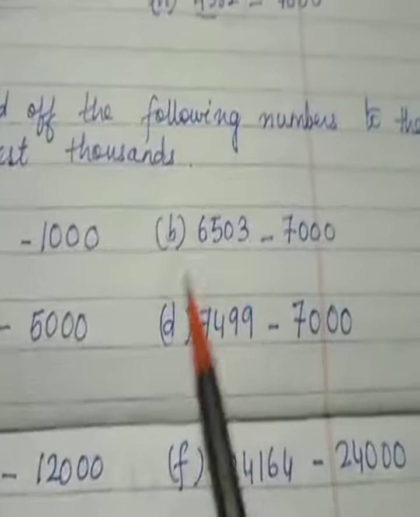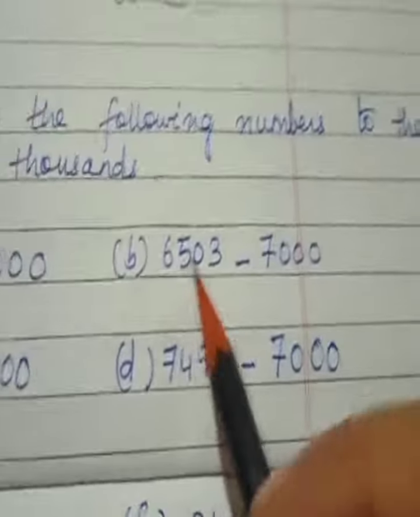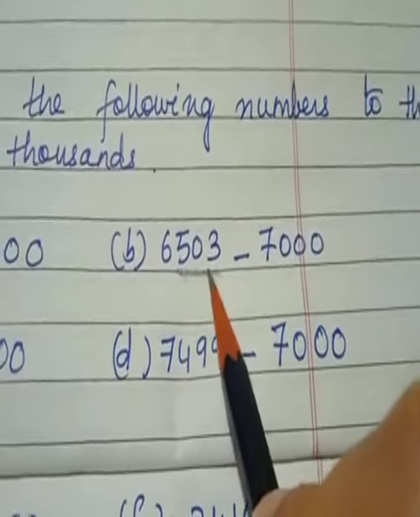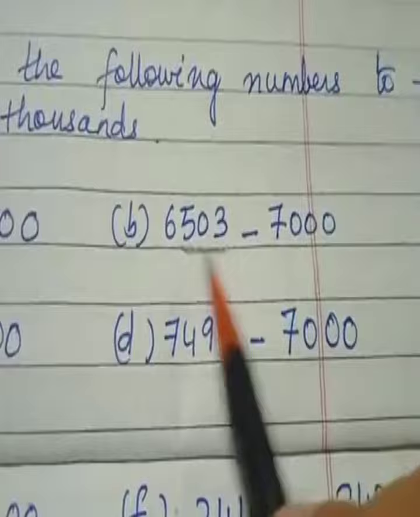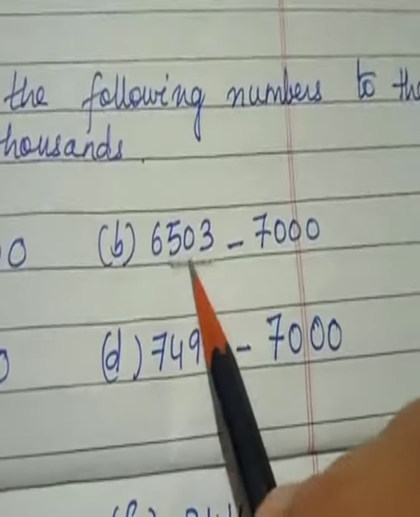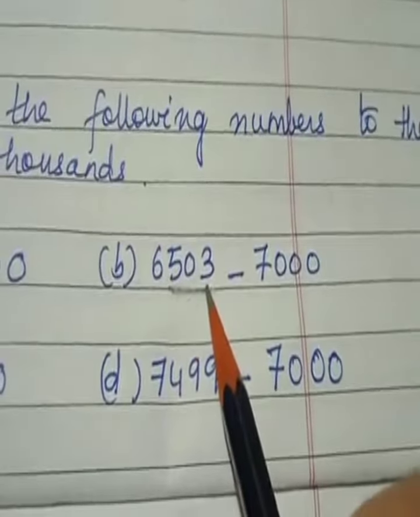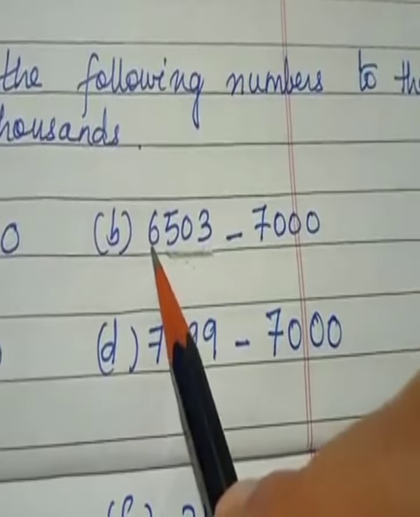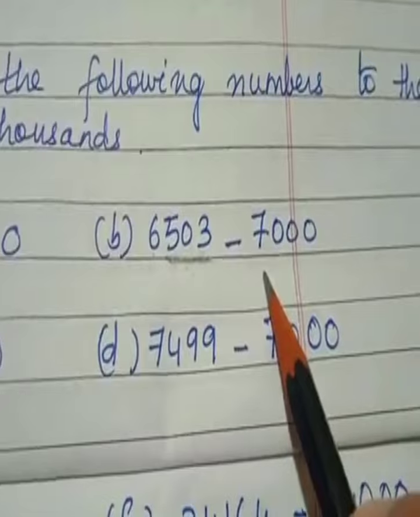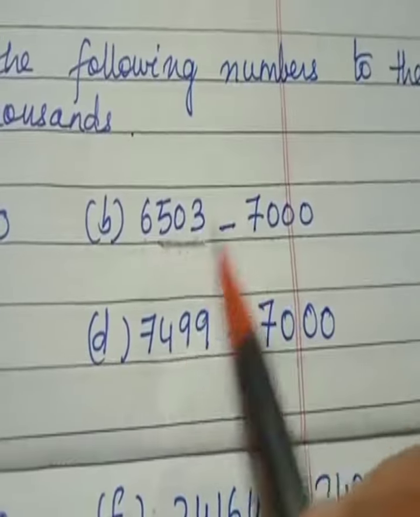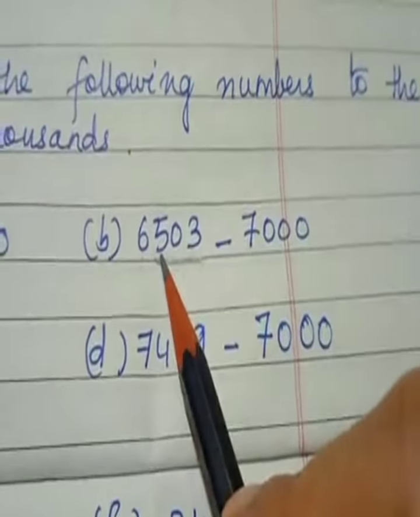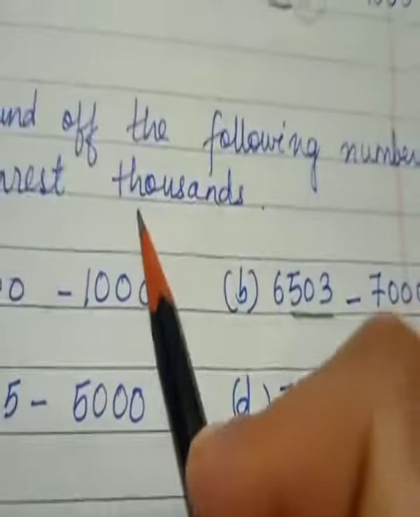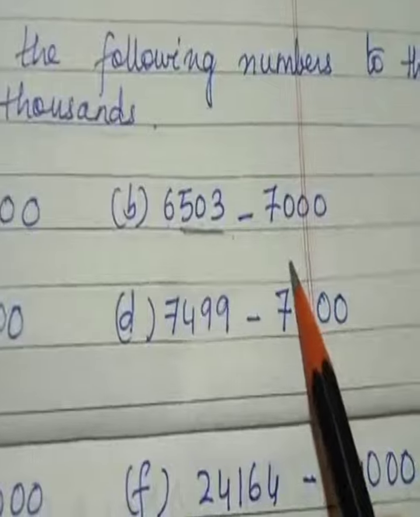Number B, 6503. We will have to see the hundreds place here, which is 503. That is, it is more than 500. So we have to see whether it is 500 or more than 500. Here it is more than 500. So 1 will be added to the thousands place, making 6 plus 1 equal to 7. So it will be 7,000, and the deciding places, that is the hundreds, tens and the ones, will be converted into zeros, because here only the thousands place matters.